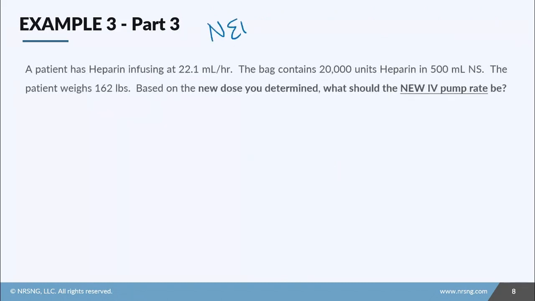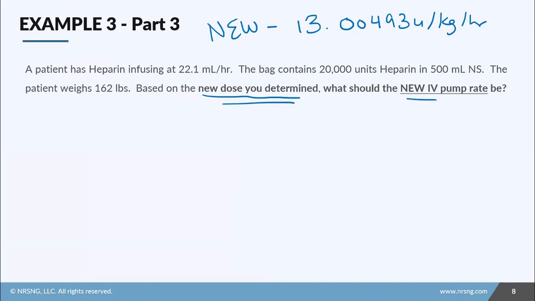Let's remember our new dose needs to be 13.00493 units per kg per hour. So same information. Based on the new dose you decided, what should the new IV pump rate be? IV pump rate is always milliliters per hour. So start with what you're looking for. Milliliters per hour. Transfer your units over. Milliliters.